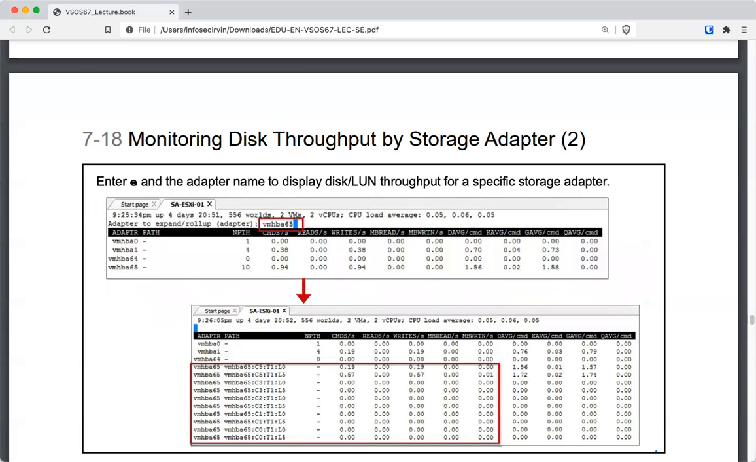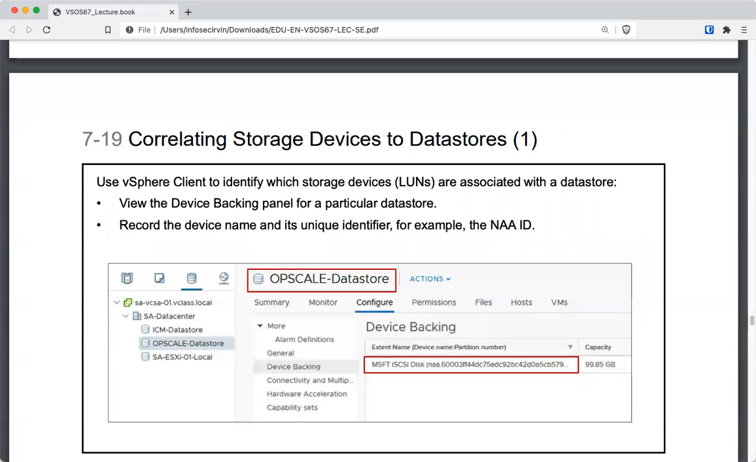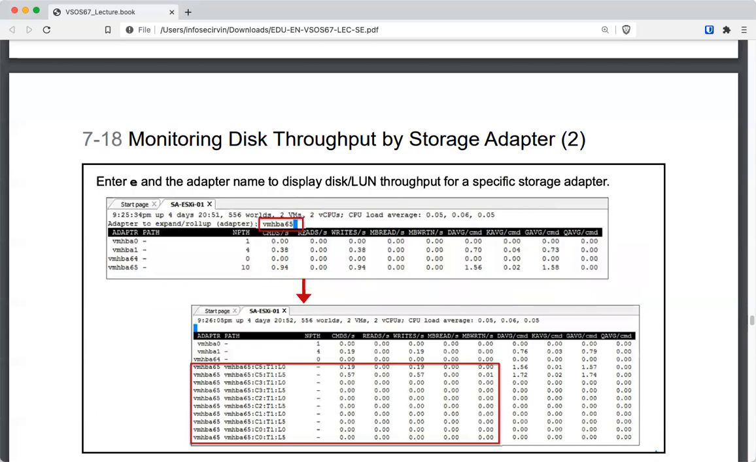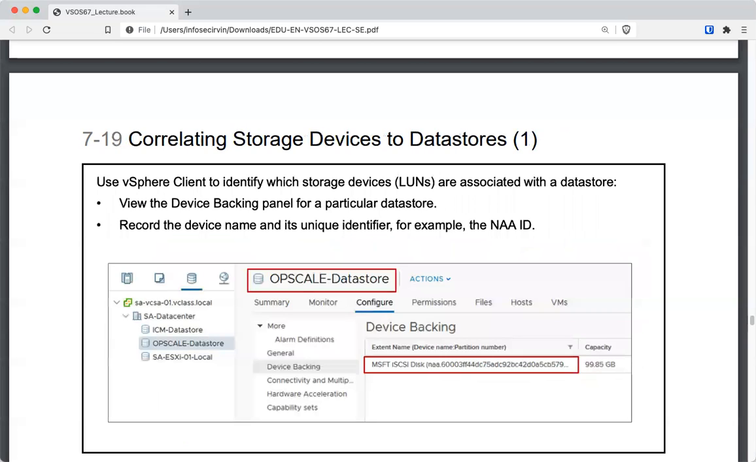You can use E to get a specific adapter name and see more information based off of that specific disk or LUN. You can use vSphere client to identify which LUNs are being associated with which data store, because this information won't be as clear. But here you can get that information that you'll need.